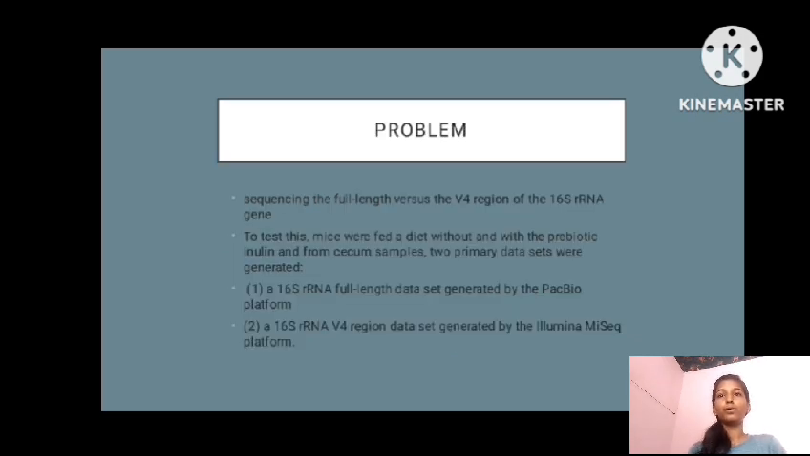Move to the problem. Sequencing of the 16S gene was done on samples from mice fed a diet without and with inulin, from cecum samples, generating two data sets. First is the PacBio SMRT sequencing, providing longer read lengths, which overcomes some limitations of short read technologies. Second is the Illumina sequencing. Illumina MiSeq sequencing provides high throughput sequencing but generates relatively short reads.